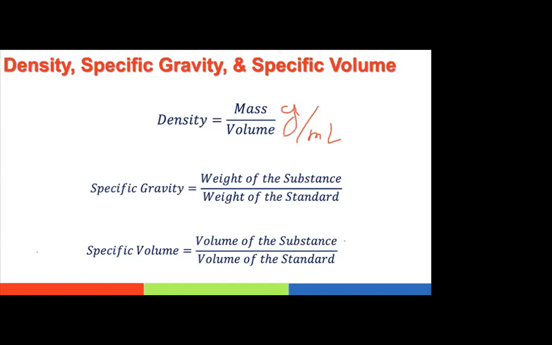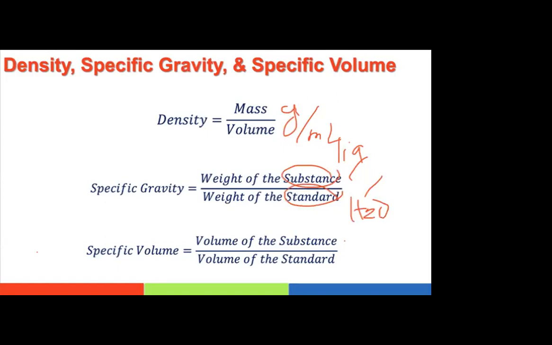And we use the density value when we convert weight to volume or volume to weight. Okay? Now, what is specific gravity? This is the weight of the substance divided by the weight of the standard. The substance here is the liquid under study, while the standard here is always water. So therefore, compare them by getting the ratio: the weight of the liquid under study divided by the weight of the water, assuming they are measured under the same condition.